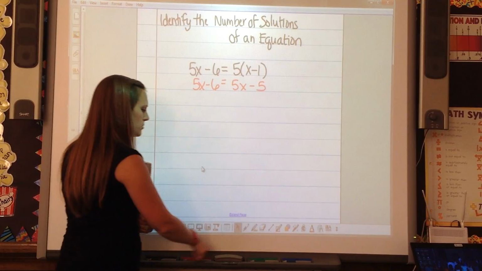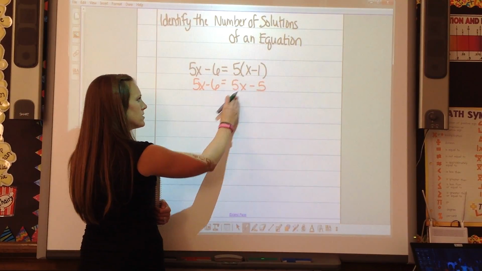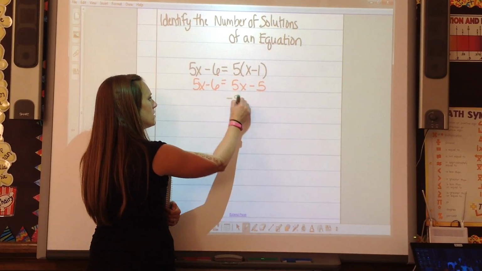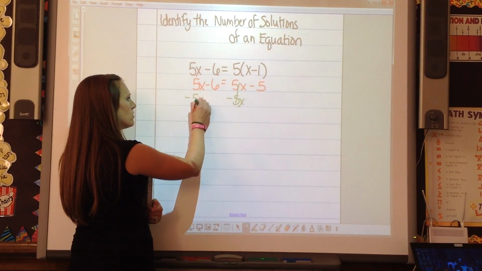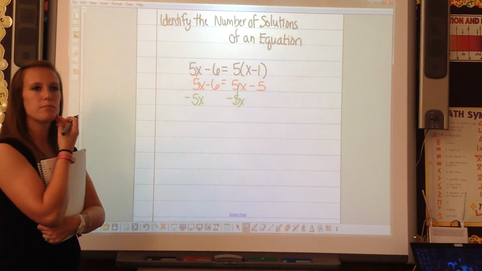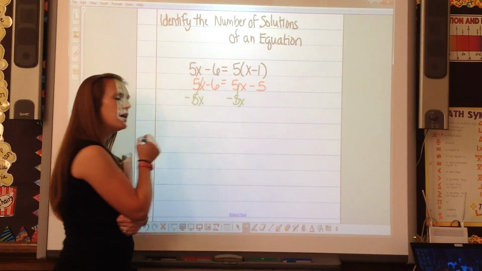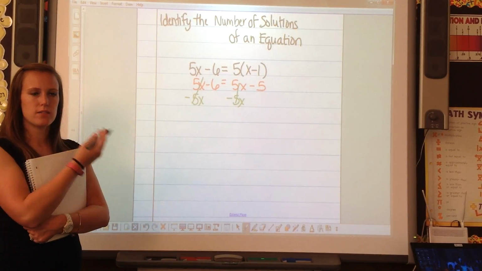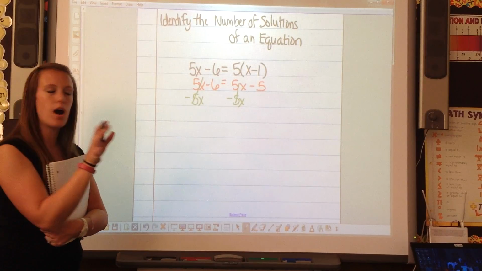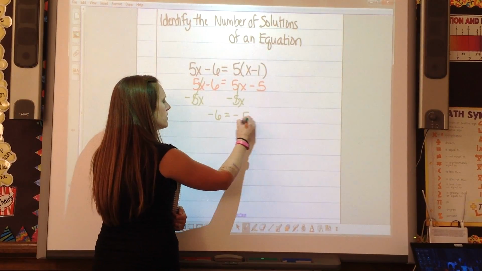I'm going to collect the variables on one side. Doesn't matter if you bring this 5 to the right side of the equal sign or this 5 to the left. So when I bring this over, these cancel out. Do you see how when I do 5x minus 5x, my variables cancel out? I would get 0 x's. I'm not even going to bother to write 0x because 0 times x is 0. They're gone. So I'm left with -6 equals -5.